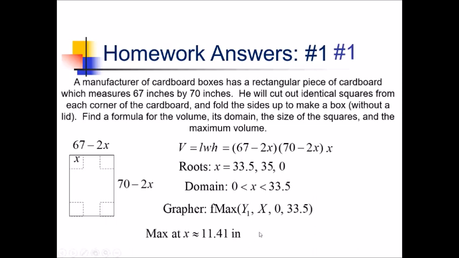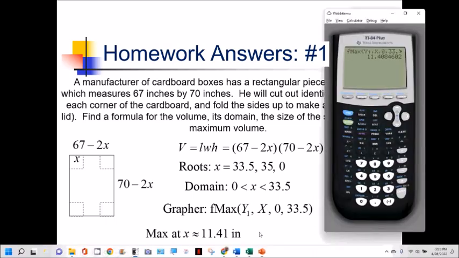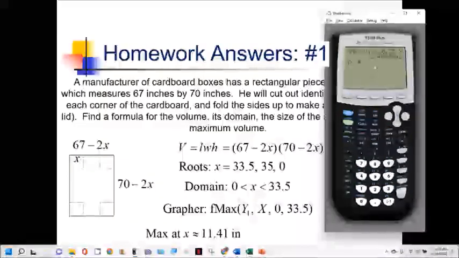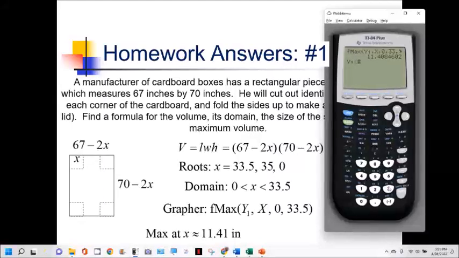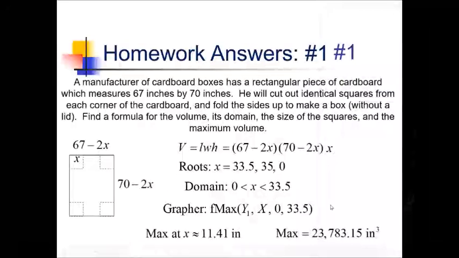To get the actual volume, I have to go back to the calculator and actually plug this answer in to my volume formula that I stored as y1. So let me do alpha trace and get y1 back. This time I'm going to open a parentheses and plug into it the answer I just got. So I'll do second answer down here, and that gives me roughly 23,783.15, and that's going to be in cubic inches.